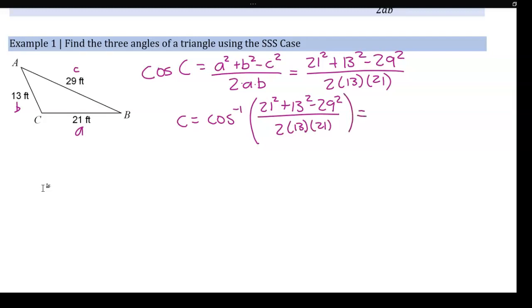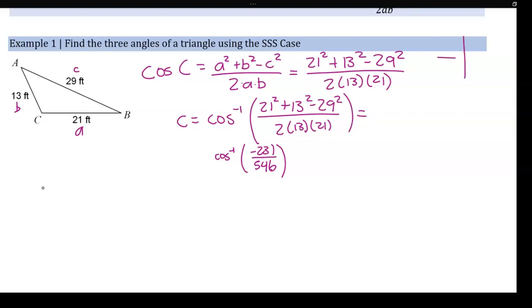And there's honestly no need to simplify this value if you're putting it into a calculator. But for the sake of argument, say we did. So 21 squared plus 13 squared minus 29 squared is negative 231, and 2 times 13 times 21 is 546. So we're really doing cosine inverse of negative 231 divided by 546.